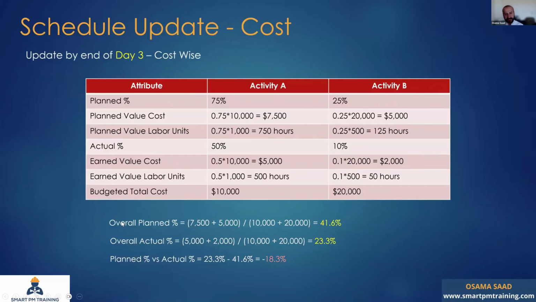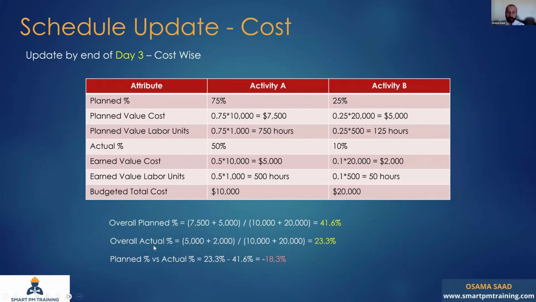So that's the same table. And I want to right now calculate the overall planned percentage on a project level. The overall planned percentage is the 7,500 we calculated here plus the 5,000, divided by the sum of the total cost of activity A and activity B. So I will sum the planned value cost and divide by the sum of the total cost. So overall, I get 41.6% for the whole project by the end of day 3.